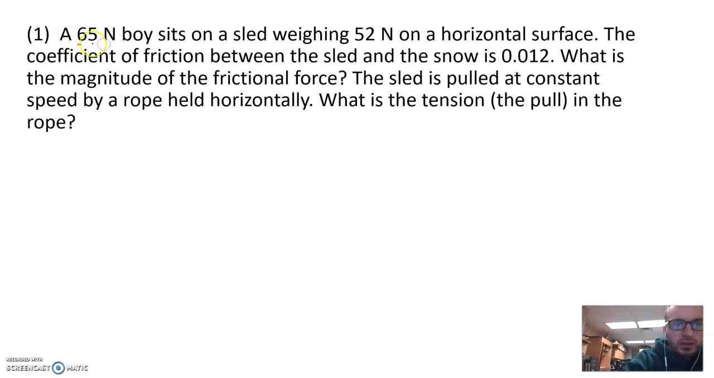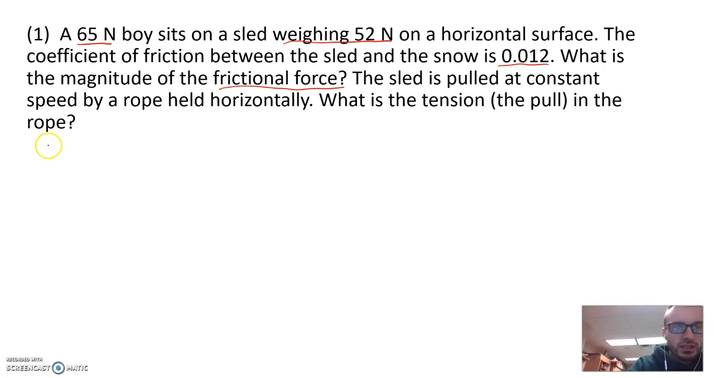A 65 Newton boy sits on a sled weighing, force of gravity. The coefficient between the sled and the snow is 0.012. What is the magnitude of the frictional force? The sled is pulled at a constant speed by a rope held horizontally. And what is the tension of the pull in the rope? Okay, so let's drop it down here.